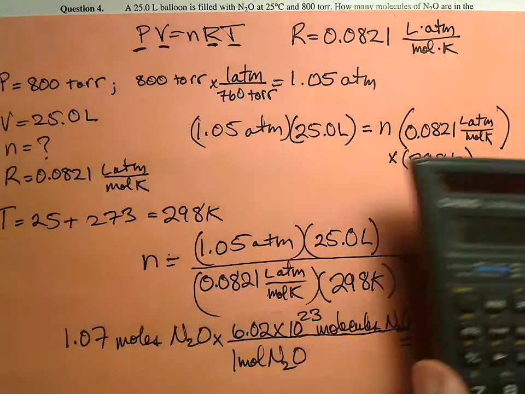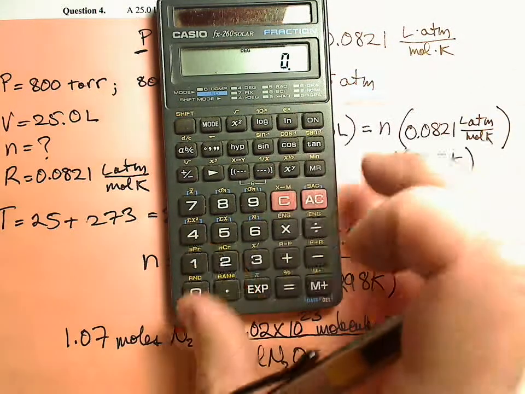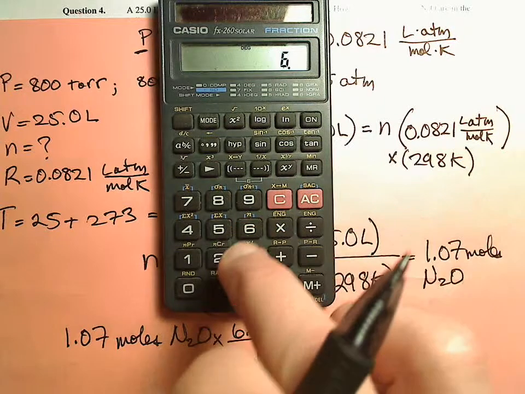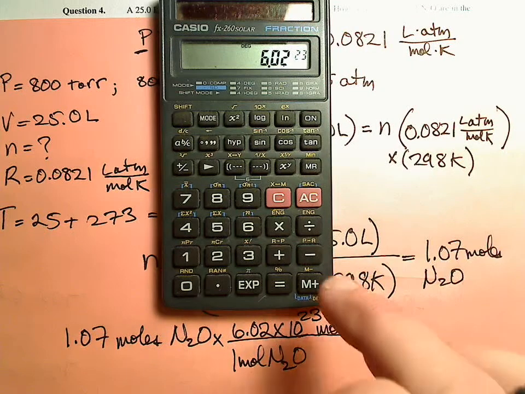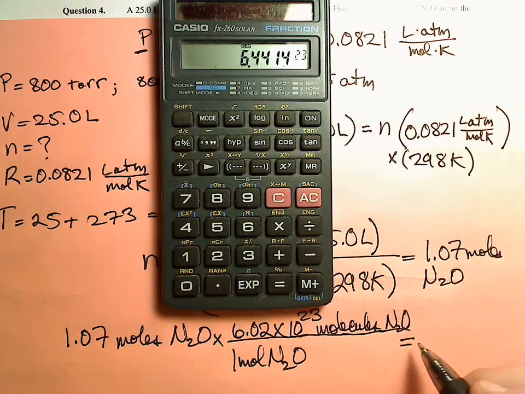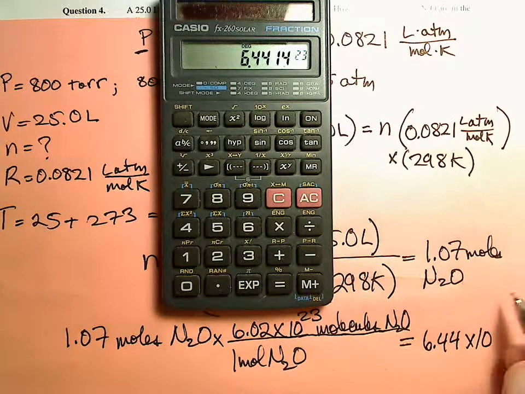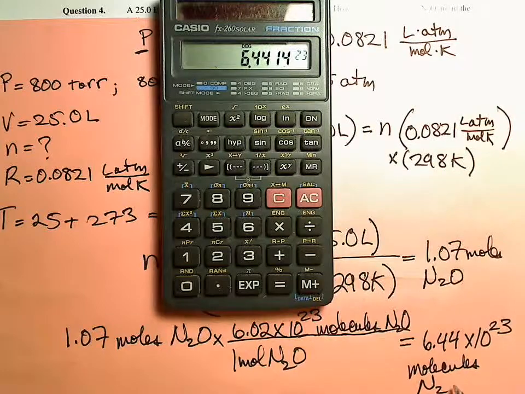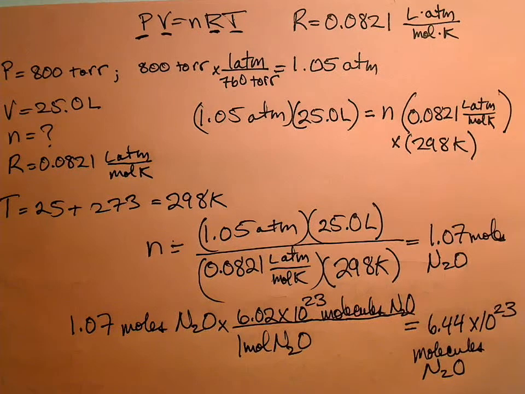Let's plug it in. 1.07 times 6.02 E23 equals 6.44 times 10 to the 23rd molecules N2O. Whew. There we have it.